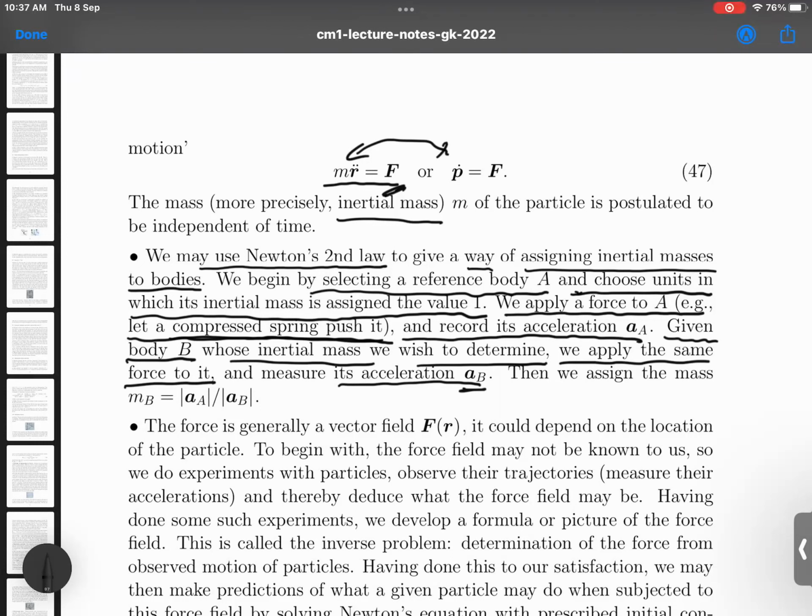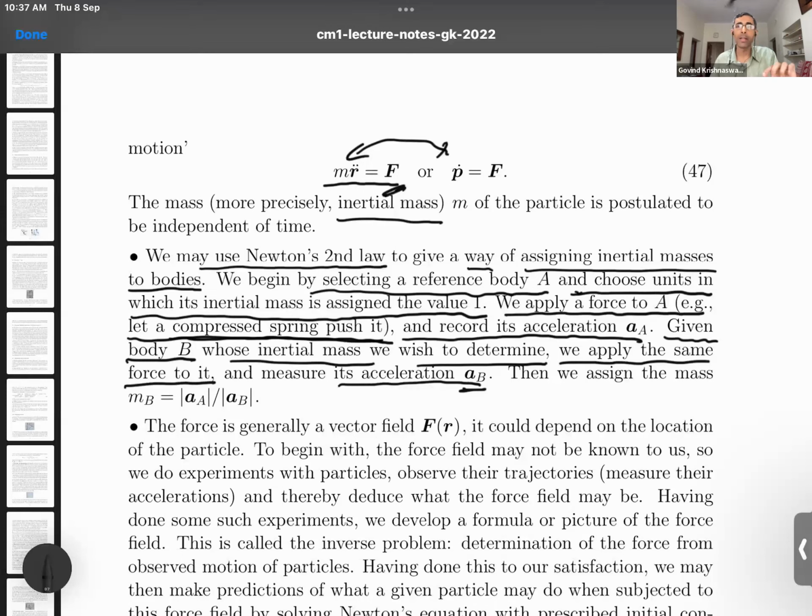We are applying the same force to both the reference body and the body whose inertial mass we are trying to determine. Exactly, that is the idea. Do we know the inertial mass of the reference body? That question does not have an answer.